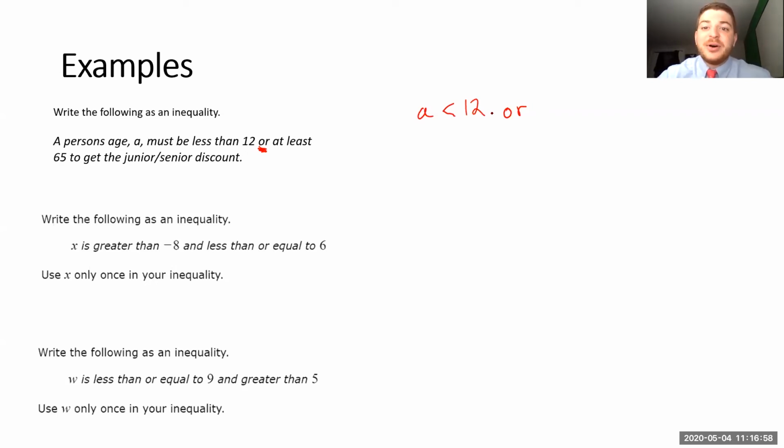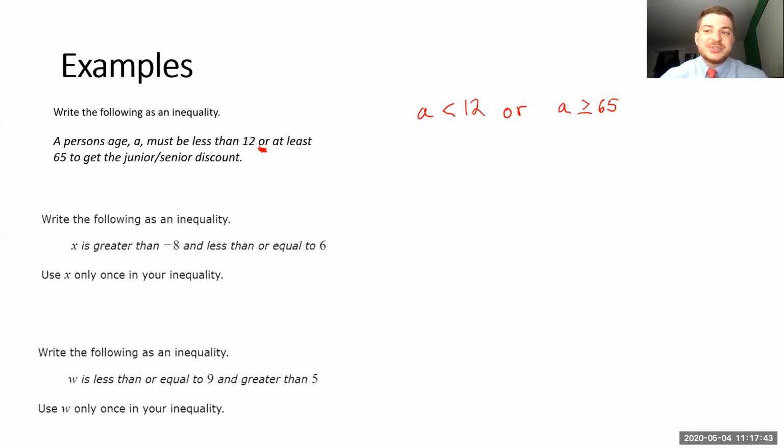And this is where you have to remember all those translations from before. So at least is saying that it has to be that number or greater, which is a greater than or equal to. So on the other side of this, we would have A is greater than or equal to 65. And it's saying that if either one of these things are true, you will get the junior or senior discount, which makes sense. If you're less than 12 years old, which means you're 11, 10, 9, you should get the junior discount. If you're greater than or equal to 65, so 65, 66, 67, you should get the senior discount. So if you fall into one of those things on the outside, then you would get the discount. Okay? So that was kind of an easier one.